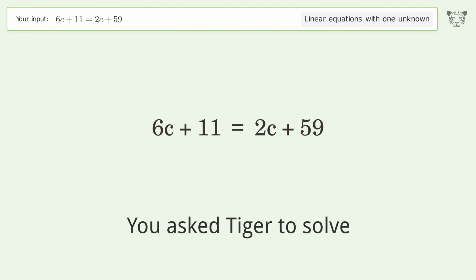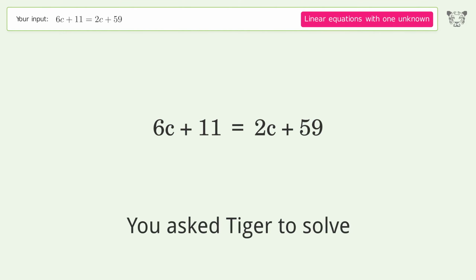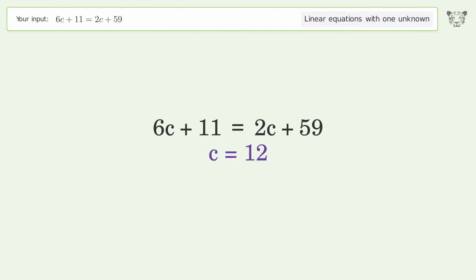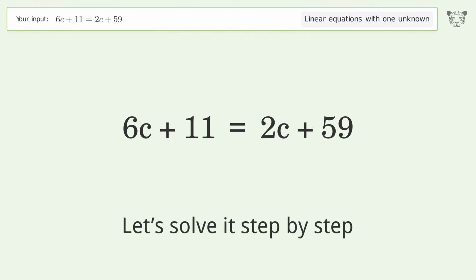You ask Tiger to solve. This deals with linear equations with one unknown. The final result is c equals 12. Let's solve it step by step.